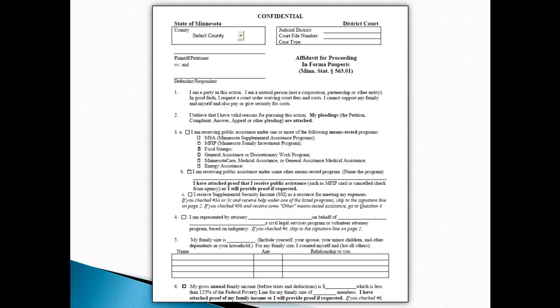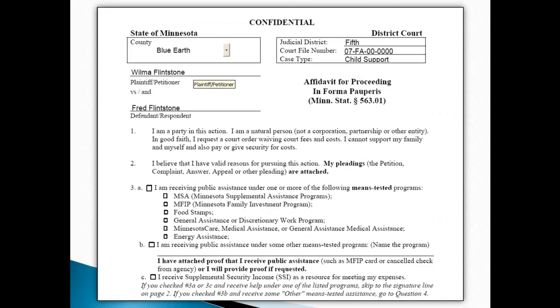We will first look at the Affidavit for Proceeding In Forma Pauperis. Notice on the bottom left-hand corner of the form is IFP 102. As with all other forms you have completed, fill out the caption of the form. This includes the county, judicial district, court file number, case type, and party names.